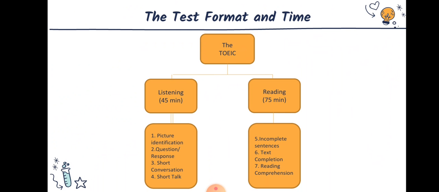The test format and time. For the TOEIC, first is listening. For listening, it is given 45 minutes. First, picture identification, question and response, short conversation, short talk. For reading, it is given 75 minutes. That is incomplete sentence, text completion, reading comprehension.